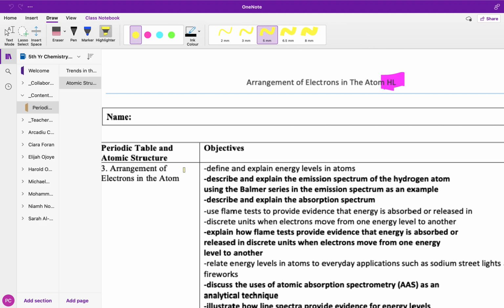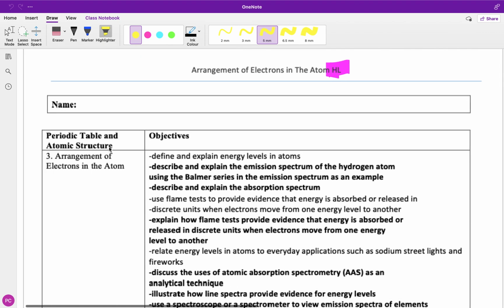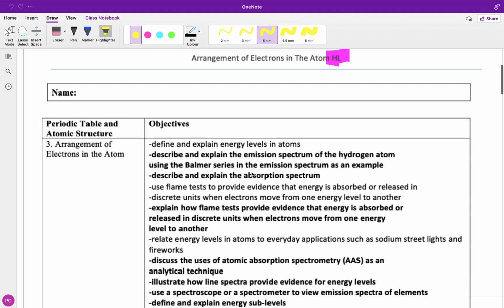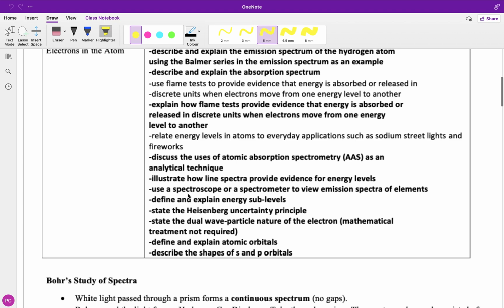So it's a bit that they only ask in the higher level paper. They don't ask this in ordinary level. And it's based around the flame tests. It's all well and good us knowing that the flame tests give you the different colours, but I suppose why does one of them go pink and one of them go blue and one of them go yellow and orange and stuff like that? So this bit explains it, and this is available in your Schoology.